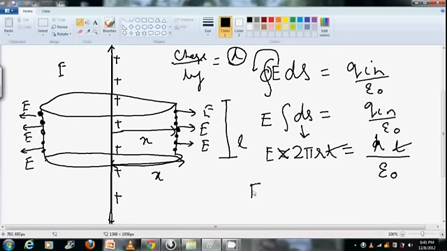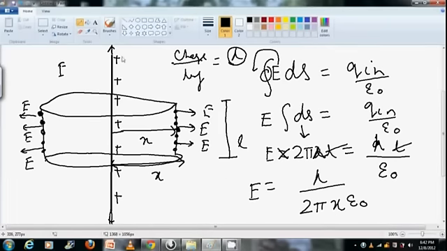So the electric field at a distance x, or any distance, instead of 2 pi x, now r of this cylinder is equal to x. So E is equal to lambda by 2 pi x epsilon naught, or lambda over 2 epsilon naught pi x. So you see that the electric field is inversely proportional to x, the distance from that infinite wire.